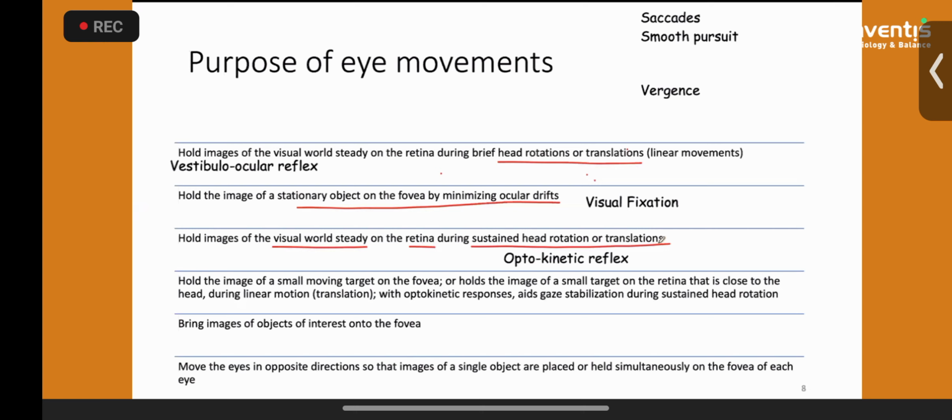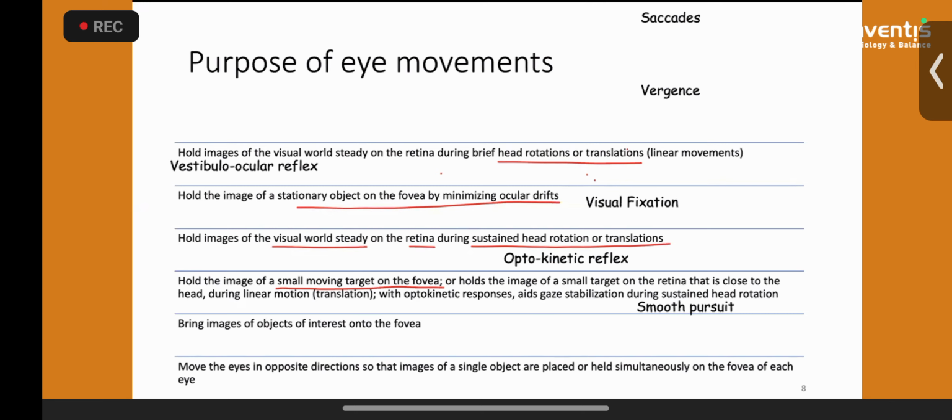Then next is to hold the image of a small moving object. If there is a small moving target on the fovea, moving at a slow speed and at a long distance, then the eyes are able to pursue that target with the help of smooth pursuit. The name itself indicates that we can smoothly pursue the target because of this smooth pursuit movement.